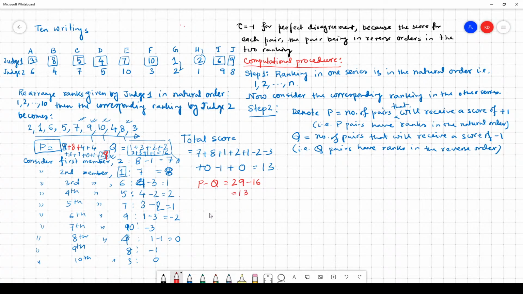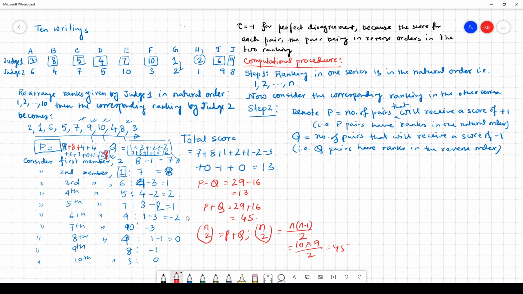Now it is 13. And you see that P plus Q, this is 29 plus 16. Now it is 45. And yes, it is right. NC2 means P plus Q and it is not 55, it should be 45, because NC2 means n into n minus 1 by 2. This is 10 into 9 by 2. It should be 45. So now, according to our calculation, P plus Q equal to 45. So hence, the calculation is correct.